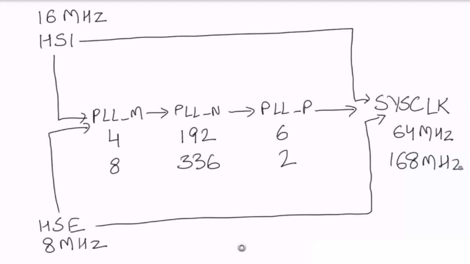And a similar situation applies to HSI. If we give HSI to PLL and then set PLL-M 8, PLL-N 192, PLL-P 6, then we will get 64 megahertz at the system clock. So you can see that passing through PLL can change the frequency. We can get any higher frequency and run our microcontroller fast.